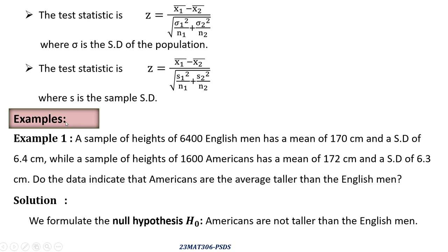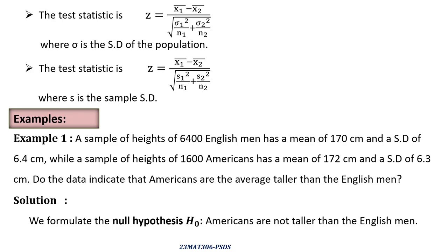In example 1, a sample of heights of 6,400 Englishmen has a mean of 170 centimeters and a standard deviation of 6.4 centimeters, while a sample of heights of 1,600 Americans has a mean of 172 centimeters and a standard deviation of 6.3 centimeters. Now, the data indicate that Americans are on average taller than Englishmen.